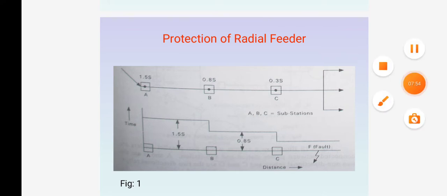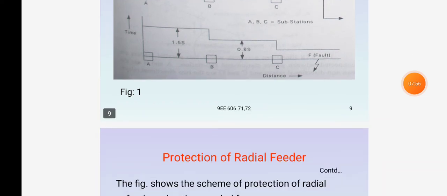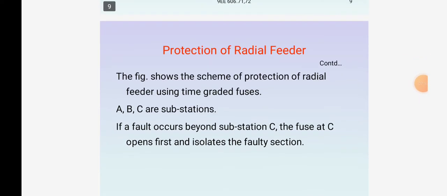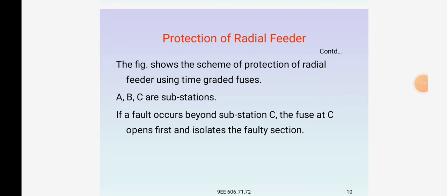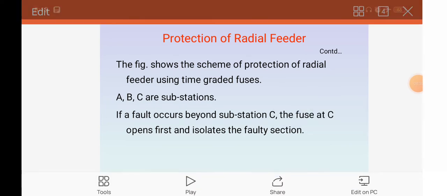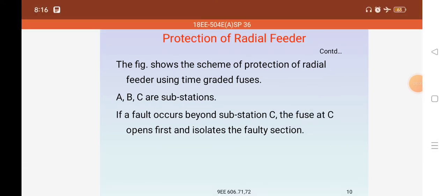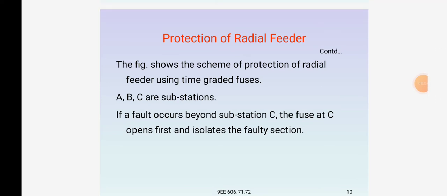So here, the figure shows the scheme of protection of radial feeders using time graded fuses. A, B, C are substations. If a fault occurs beyond substation C, the fuse at C opens first and isolates the faulty section.